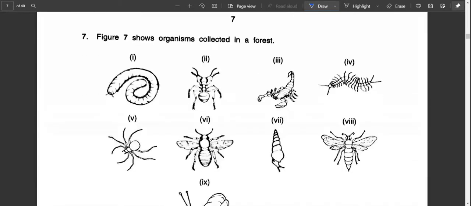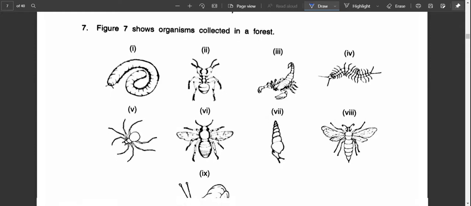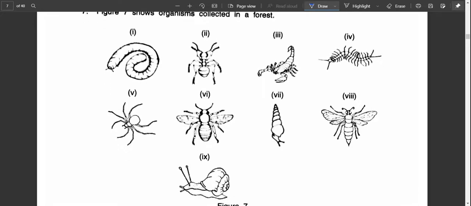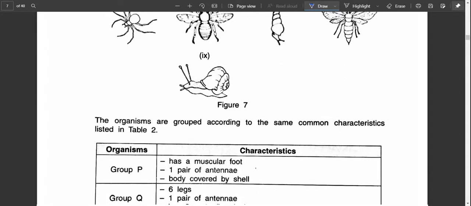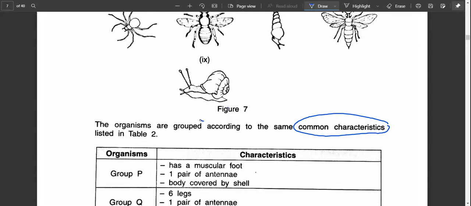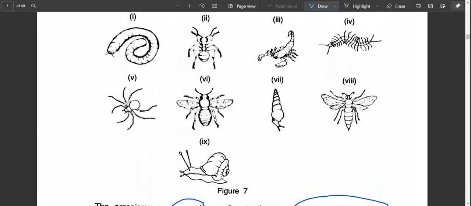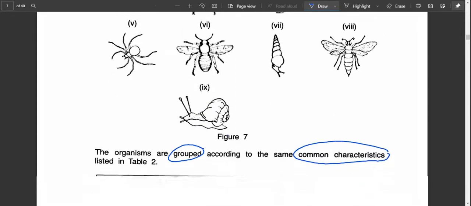Number 7, figure 7 shows organisms collected in a forest. You have altogether 1, 2, 3, 4, 5, 6, 7, 8, 9 animals. The organisms are grouped according to their common characteristics. So this is talking about classification. How do they group these organisms? In order to group organisms, you have to observe and look at their similarities and differences.